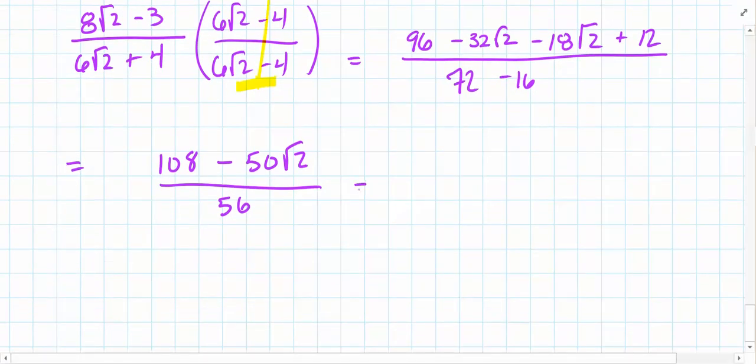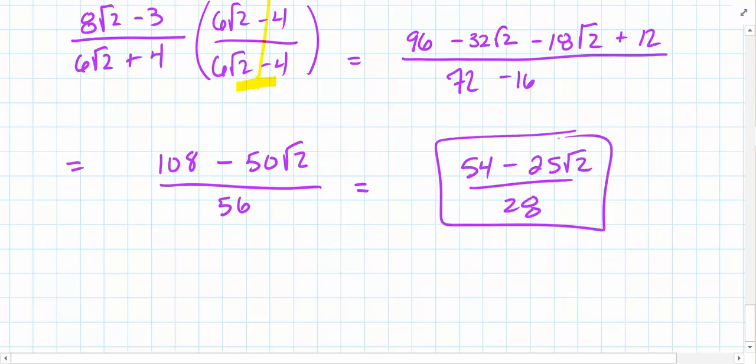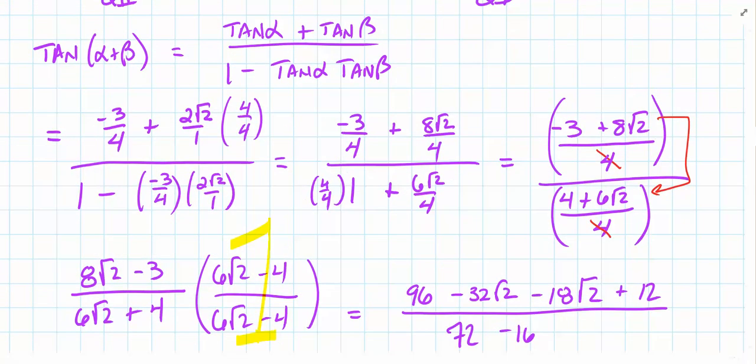Now, can that cancel anymore? Can we simplify that? Yeah, we sure can. Factor out a 2, right? Okay, so that's going to give me 54 minus 25 root 2 all over 28. And that right there is our exact value for the tangent of alpha plus beta.